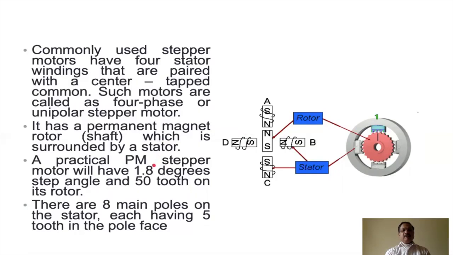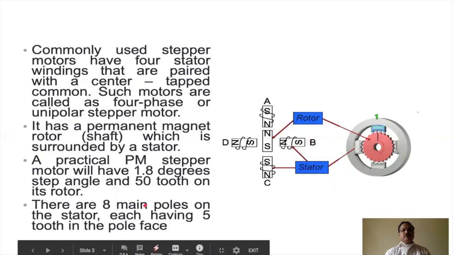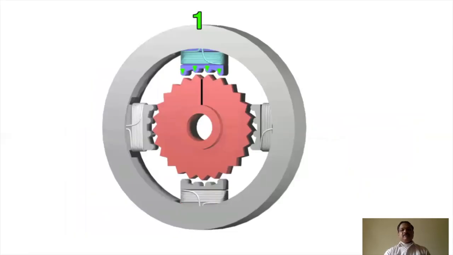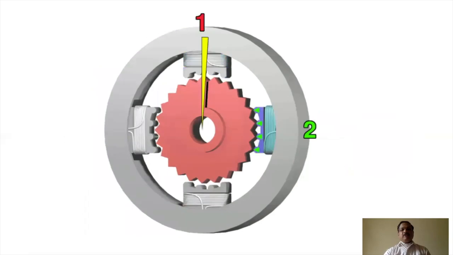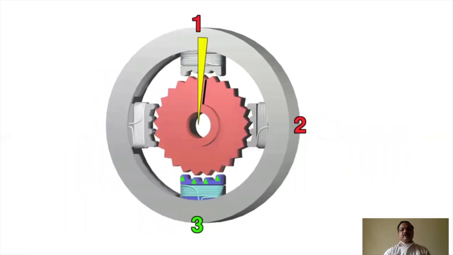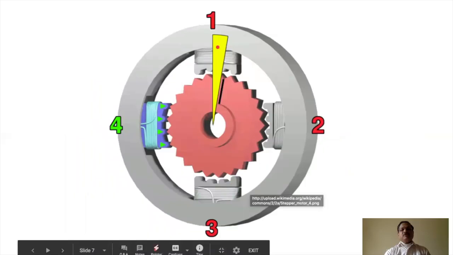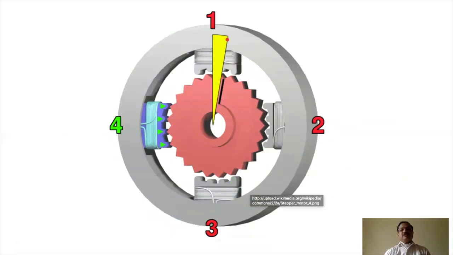Practically, the permanent magnet stepper motor has a 1.8 degree step angle and a total of 50 teeth on its rotor. There are 8 main poles on the stator, each having 5 teeth in the pole face. Now here you can see how it rotates step by step by 1.8 degrees. Let us say at position 1, then 2, then 3, and then 4. The portion shown in yellow shows how the motor moves in steps.